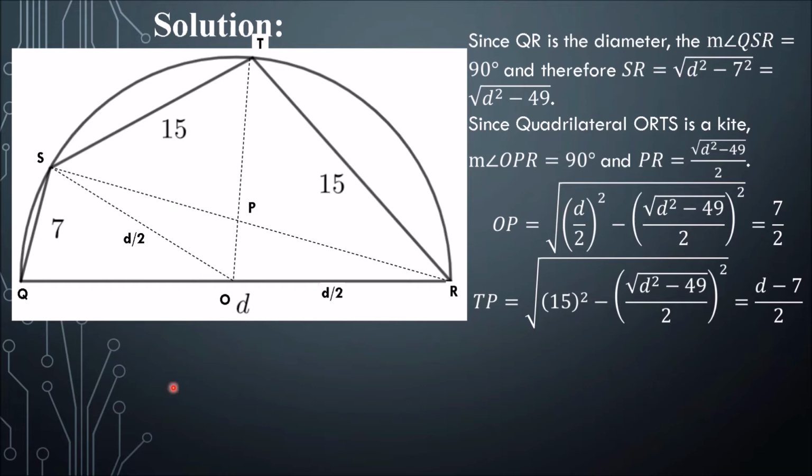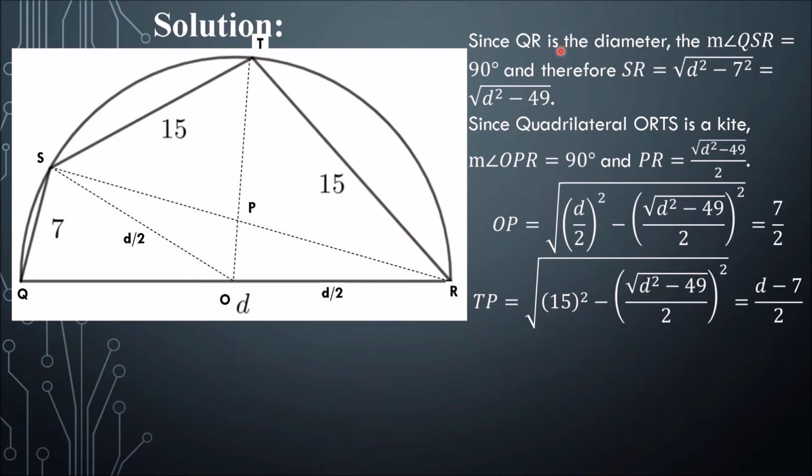Let's have the solution. First, we set O as the center of the semicircle. And we draw OS, and we draw also SR, and also OT. So as you can see, since OR is a radius, the measure of that is D over 2. OS is also a radius, then the measure of that is D over 2, as well as OT. So that's D over 2.